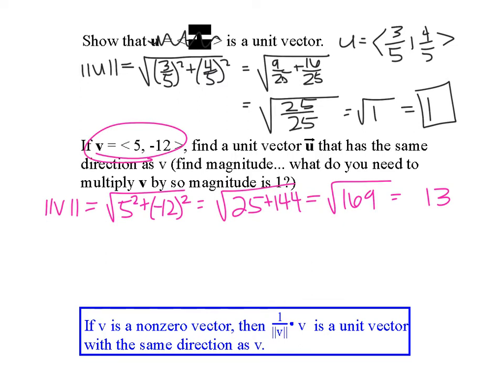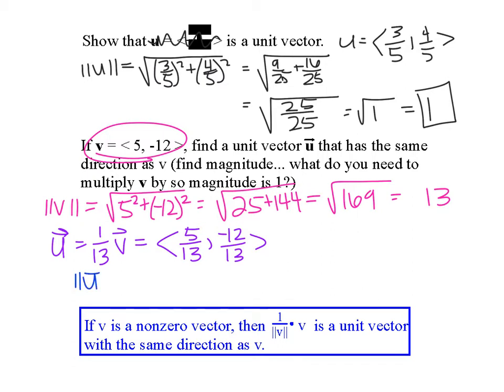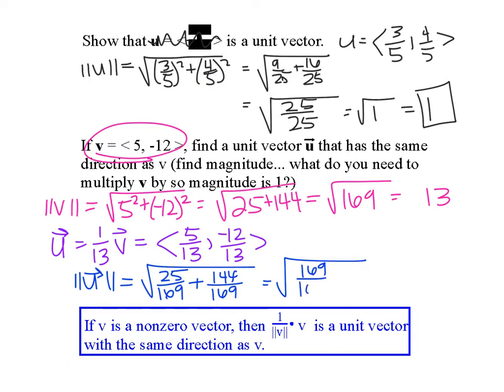So in order to get the magnitude to equal 1, we would need to take 1/13 of that. So u is going to be equal to 1/13 of v, which is just scalar multiplication, ⟨5/13, -12/13⟩. And if we check that, the magnitude of u should be 1. So that's going to be the square root of 25/169 plus 144/169 equals the square root of 169/169, which is the square root of 1, which is 1.